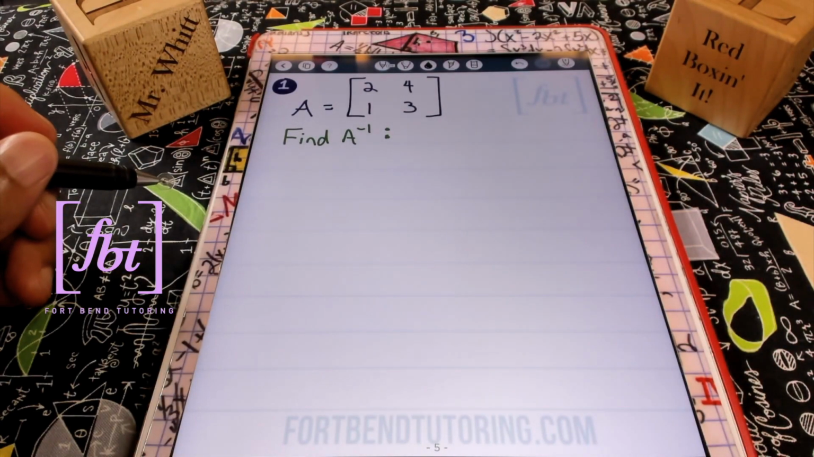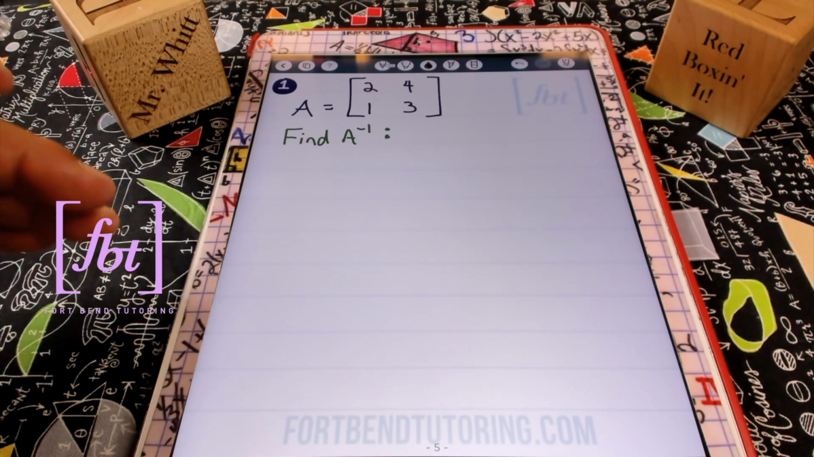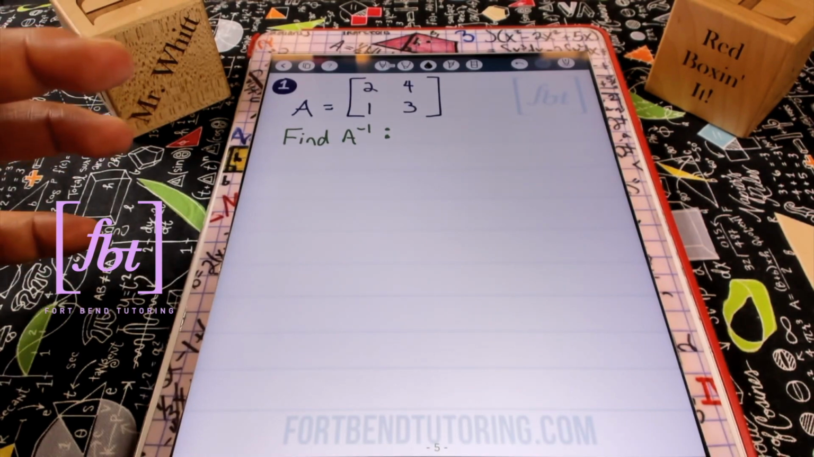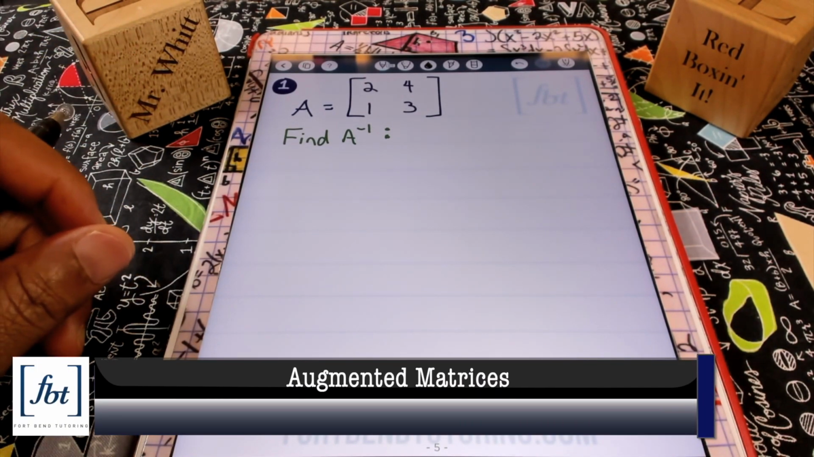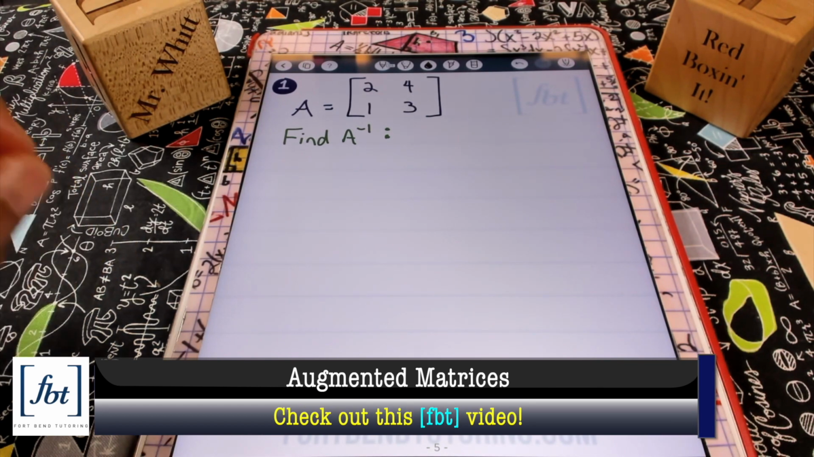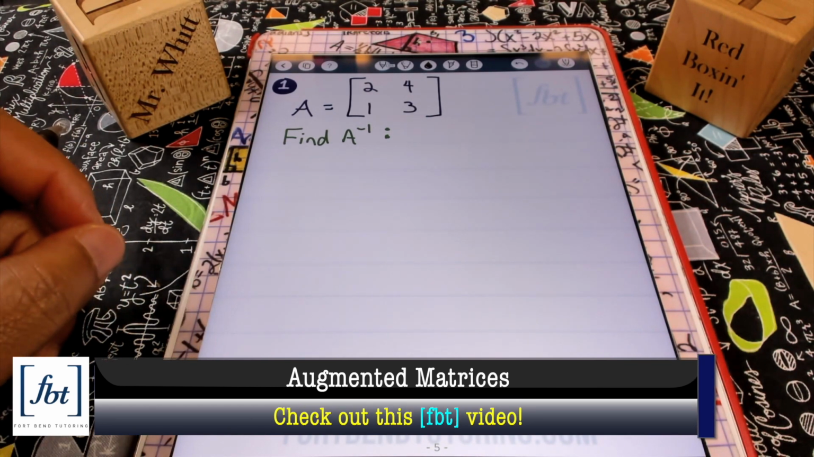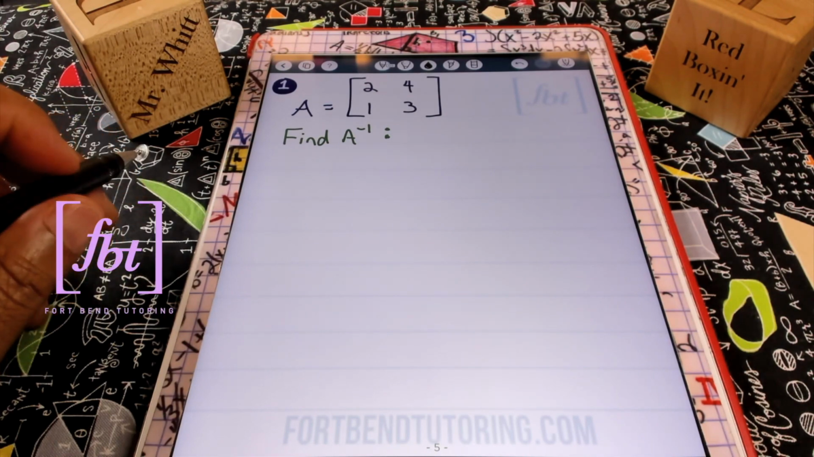Here we have problem number 1 again. But this time, I want to show you a different approach to solving the problem. This one will involve us expanding out the matrix and using a version of an augmented matrix along with the identity matrix for a 2x2 matrix. So let's look exactly at what I'm talking about.